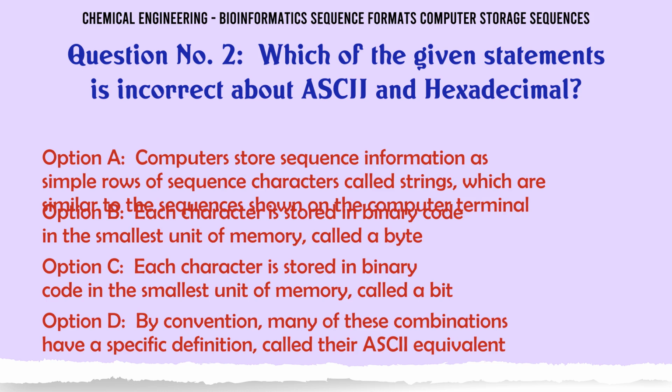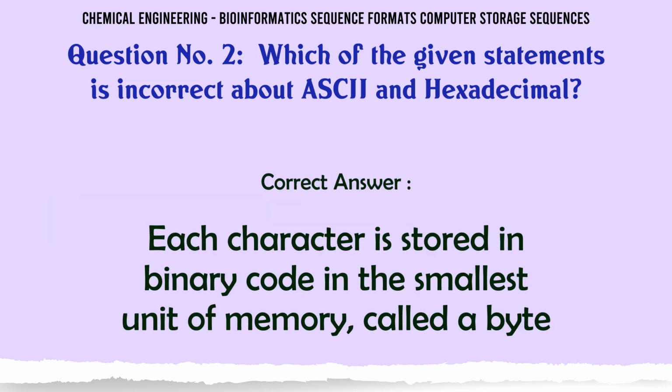C. Each character is stored in binary code in the smallest unit of memory called a bit. D. By convention, many of these combinations have a specific definition called their ASCII equivalent. The correct answer is: each character is stored in binary code in the smallest unit of memory called a byte.